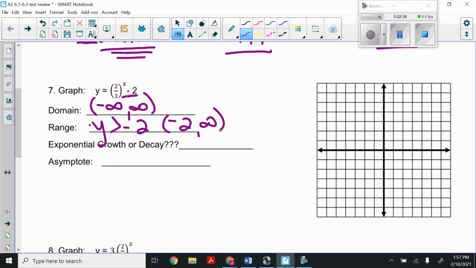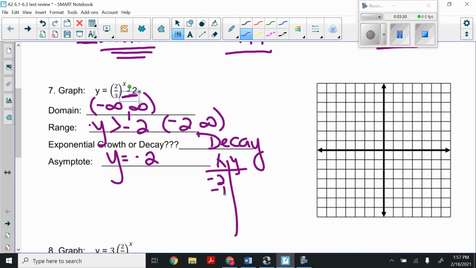Is it a growth or a decay? Well, 2/3 is the number that's being raised to an exponent. 2/3, that is a fraction between 0 and 1, so this is a decay. And then my asymptote, again, that k value is my asymptote. So my asymptote, y equals negative 2. So I can go ahead and make me an xy table. Again, I'm plugging in negative 2, negative 1, 0, 1, and 2. Go ahead and put my asymptote on my graph, dotted line.